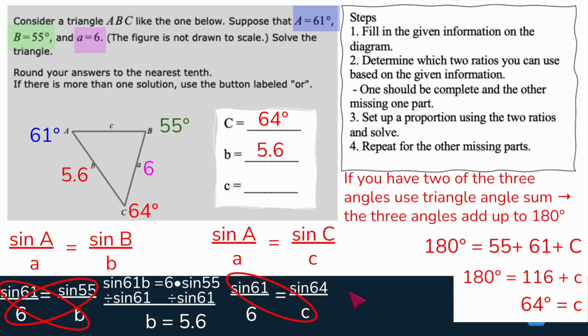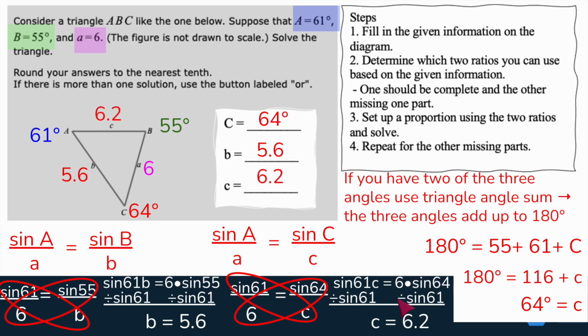So I'm going to cross multiply again. So I have sine of 61 times C equals sine of 64 times 6. So same thing. I'm not going to do any kind of multiplication until I get to the end. I'm going to divide by sine of 61 again on both sides so it cancels. And then just, again, be aware when you type it into your calculator, it just depends on which one you have, what it requires. So you should get 6.2 for side C.